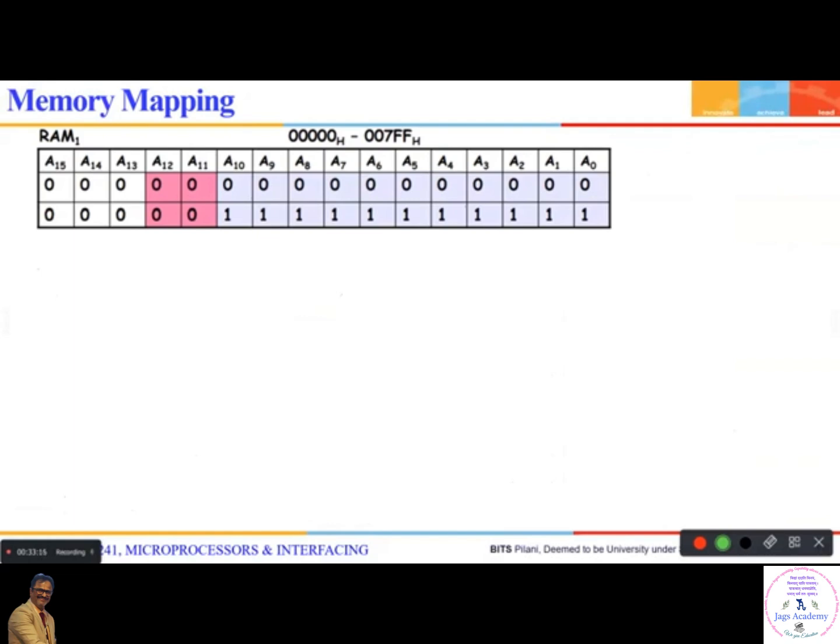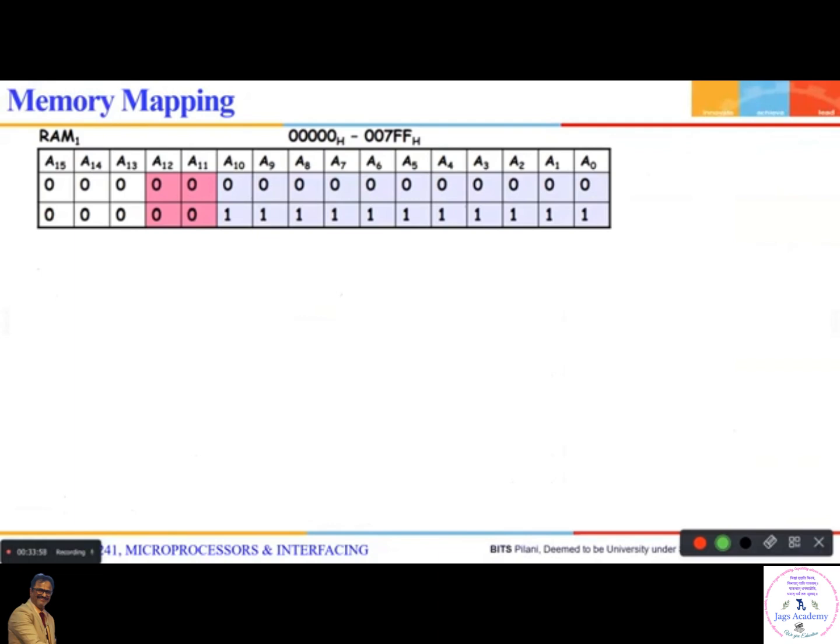Why have I not written the last A16 to A19 in this, for the starting address? It will always be the same. You can put it, no problem. Actually, address lines are from A0 to A19, but as you see in the address map, A19, A18, A17, A16 are always 0. That's why I have not represented this. Fine? Now, see this table.